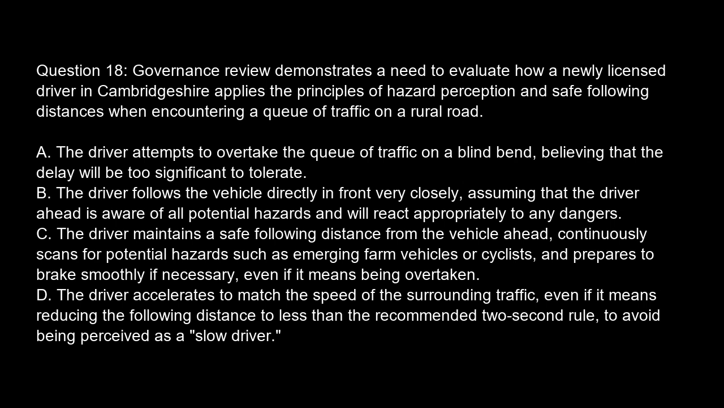Option B. The driver follows the vehicle directly in front very closely, assuming that the driver ahead is aware of all potential hazards and will react appropriately to any dangers. Option C. The driver maintains a safe following distance from the vehicle ahead, continuously scans for potential hazards such as emerging farm vehicles or cyclists, and prepares to brake smoothly if necessary, even if it means being overtaken. Option D. The driver accelerates to match the speed of the surrounding traffic, even if it means reducing the following distance to less than the recommended 2-second rule, to avoid being perceived as a slow driver.